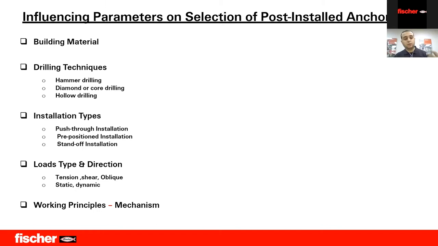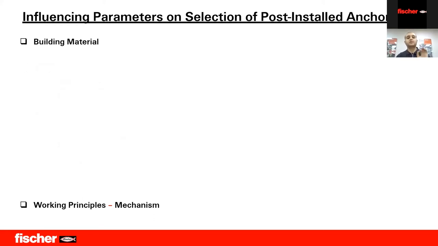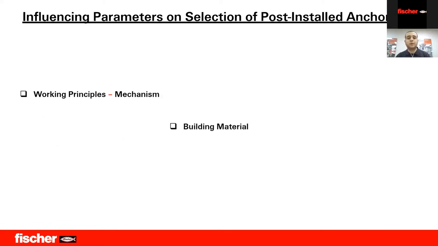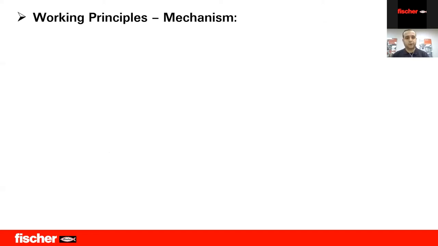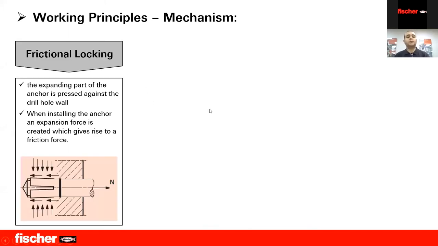However, in order to go into the important techniques and points, we are going to discuss 2 main criteria, which are for sure the building material and the working principles, or the mechanism. But let us start with the mechanism of the loads, firstly. It will give us the clue about how the anchor is working. For the working principles, we have 3 types of principles or mechanisms.